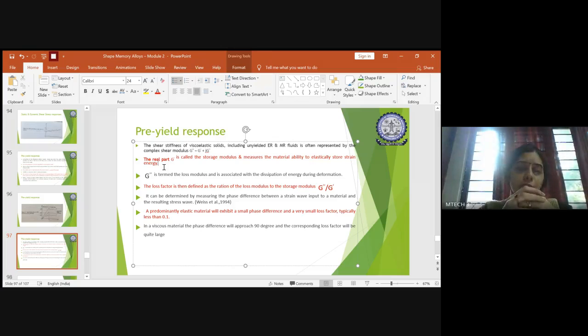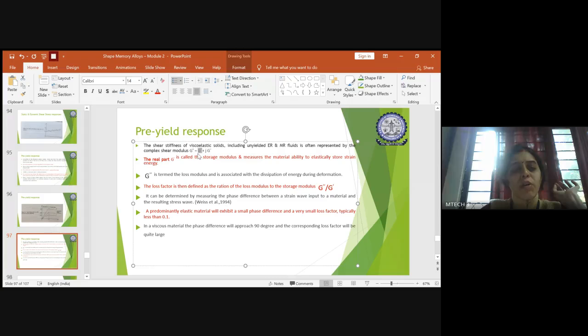So when a viscoelastic solid comes in, it is associated with shear stiffness rather than yield stress. Okay, and as a result, when we speak about the shear stiffness, we should also assume the stresses which are not yielded. So they assume that this shear stiffness of viscoelastic solids will include the unyielded ER and MR fluids, and this is represented by the complex shear modulus equation. It is given by G star is equal to G dash plus, okay, you have a complex number j times G double dash.